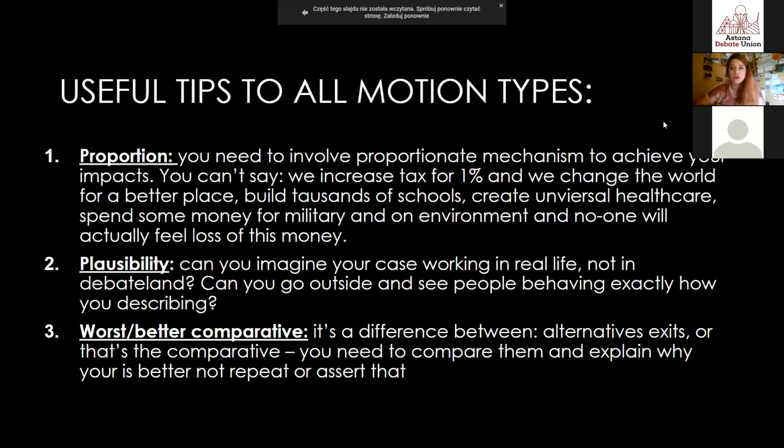Now there are useful tips. Are there any questions to the first part? Okay, so I will move to useful tips for all motion types.